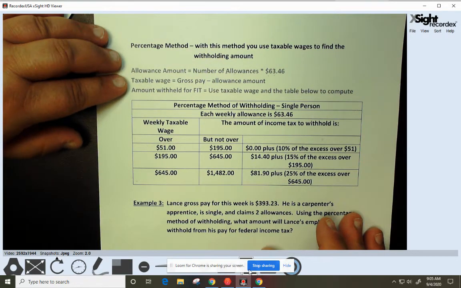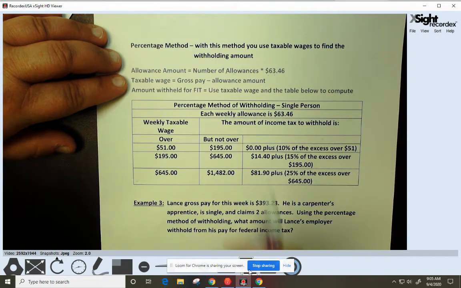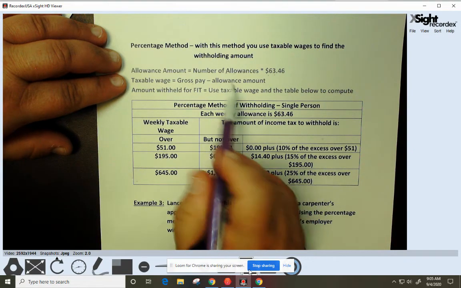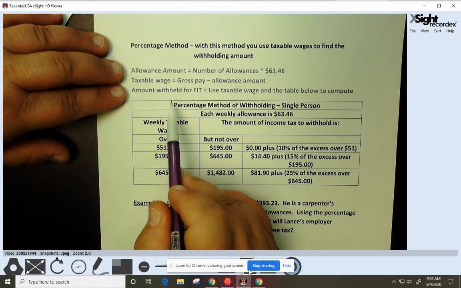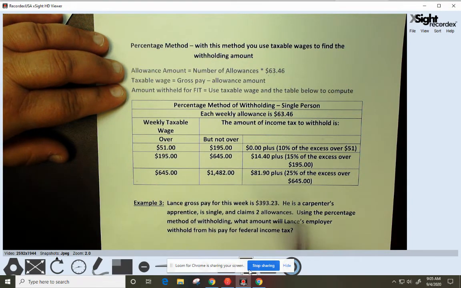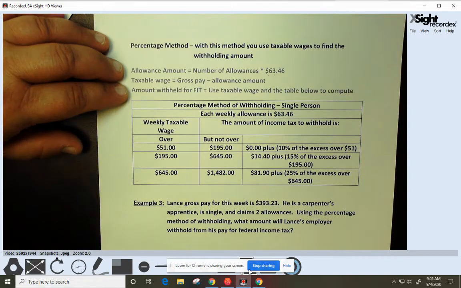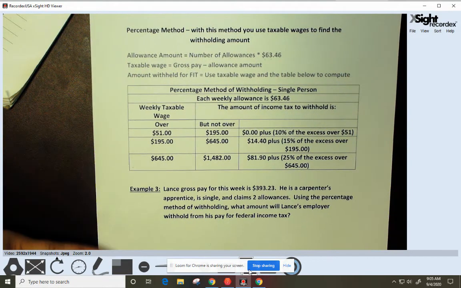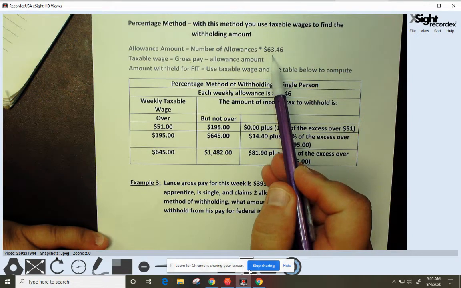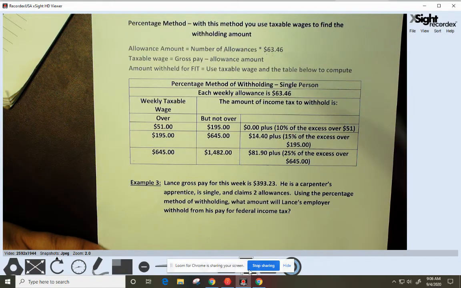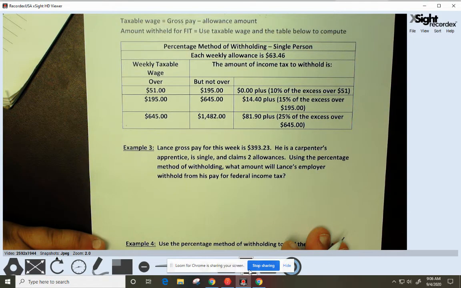My second step is to take my gross pay and subtract these allowances. Take them out because I'm not going to pay taxes on them. And then my third step is to figure things up using this table right here. Those are the steps that I will follow. Anytime we're working problems in class, unless it specifically says different, we use $63.46 as our allowance amount for every person that you are claiming as a dependent. Okay, so let's see what we can do with this.